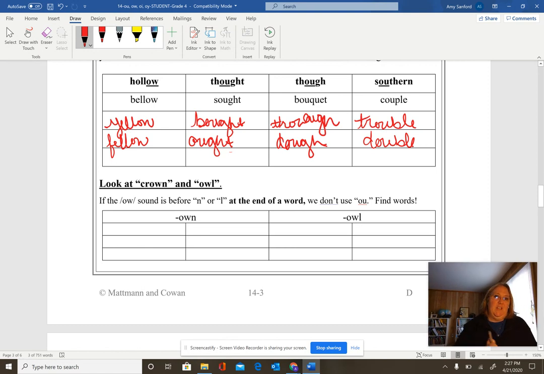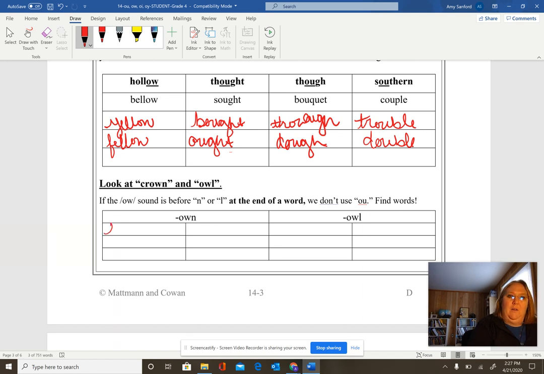And then we have look at crown and owl. If the OW sound is before an N or an L at the end of the word, we don't use OU. So we're going to find words that follow this pattern. So we have OWN, words that would be OWN. So it ends in N. What words have OWN and end in N?